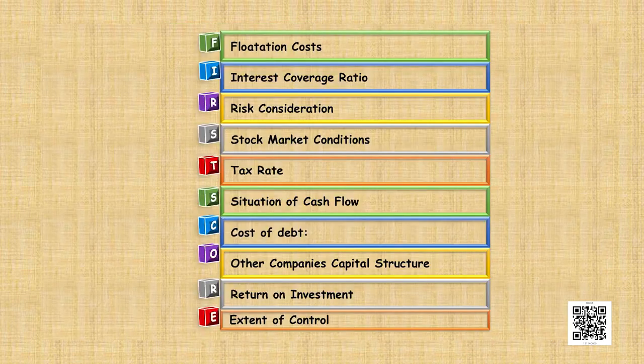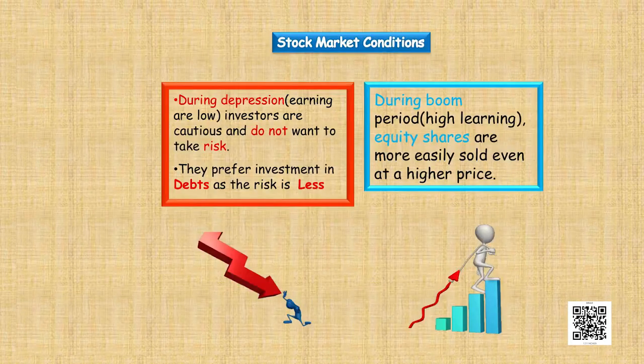Then we have the next factor, which is the stock market conditions. During depression, people do not want to invest in shares or stocks of the companies. At this point of time, the companies should prefer debt because the risk in debt is less, so the investors can easily invest in debt. But at the time of boom, the price of equity shares is soaring, so everybody wants to take advantage of the swing, and hence they invest in the stocks of the company very easily. Now, let us move ahead.